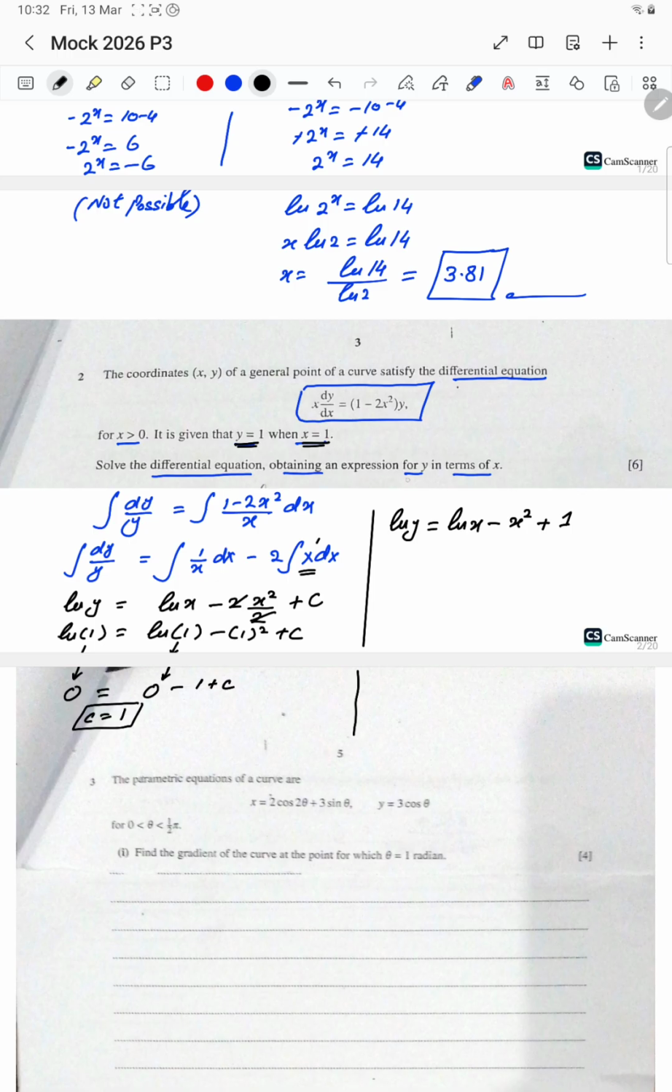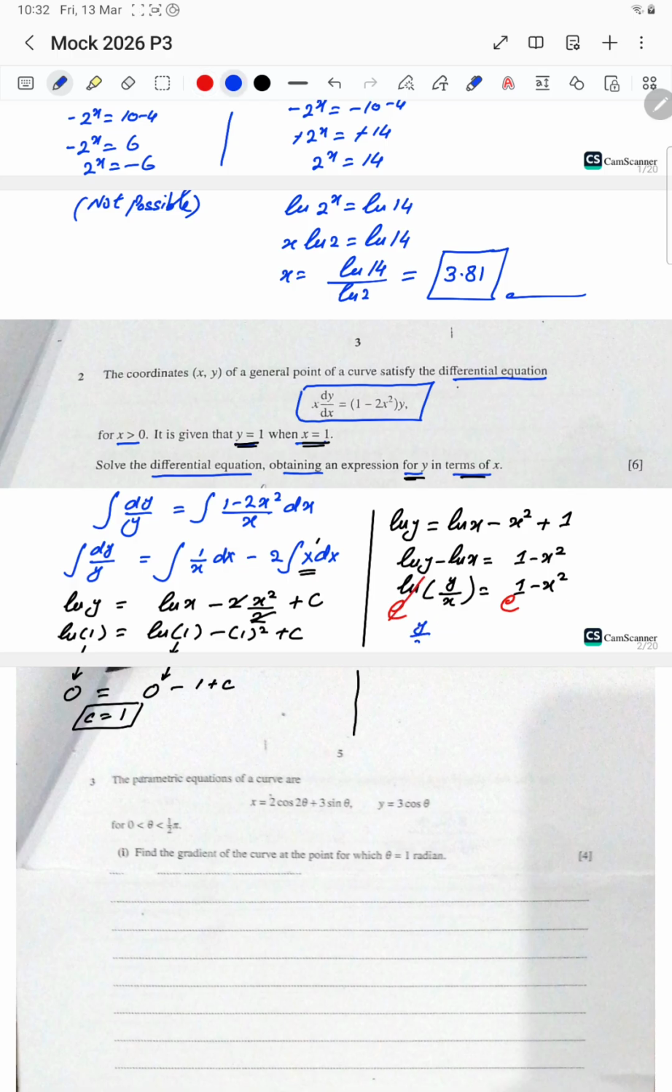As we have to finish our answer with y in terms of x, we can do different steps. Log of y minus log of x is equal to 1 minus x square. So by the log property of division, log of y by x equals 1 minus x square. You can do it any way, the choice is yours. Now the log can be cancelled by taking base e on either side. So this goes.